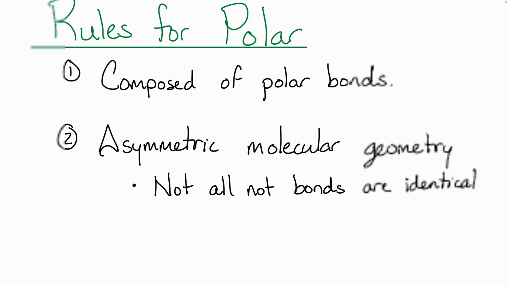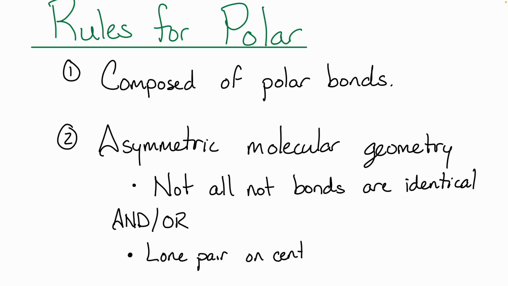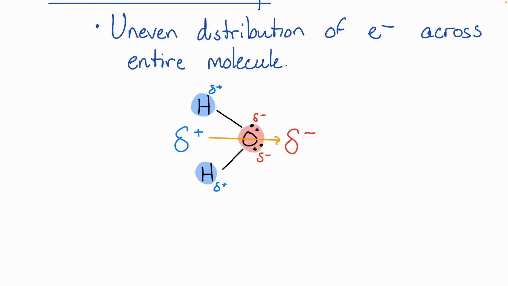Or another thing, and either one of these conditions would be sufficient: there's a lone pair on that central atom. That will mess up the symmetry of that molecule. So for example, in water, even though oxygen is bound to two identical hydrogen atoms, it's got these lone pairs, and that leads to this asymmetry in the molecule where I can turn it in such a way that one end's negative and one end is positive.